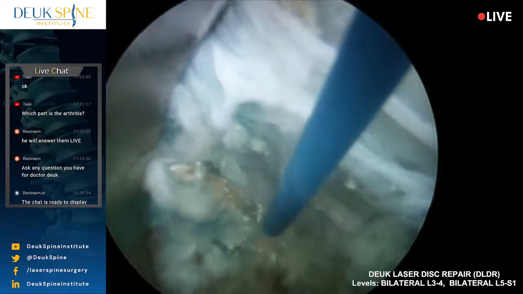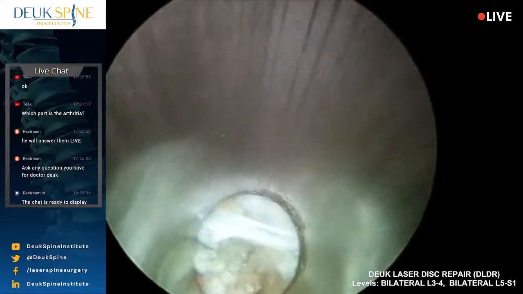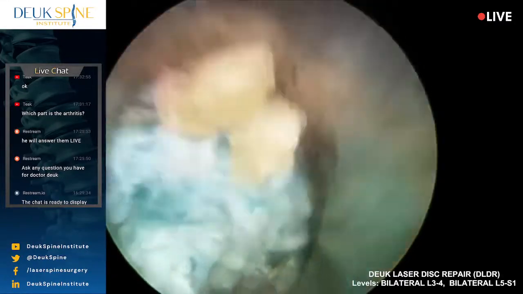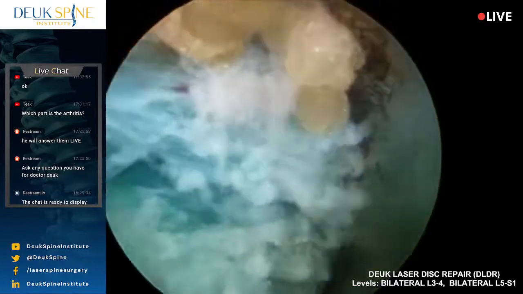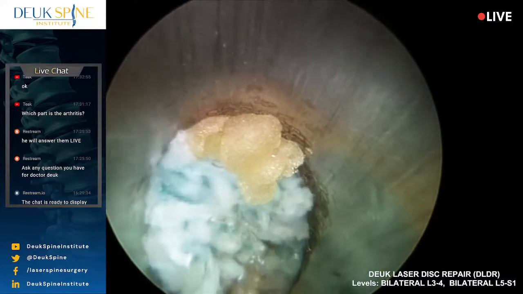Let's see if we can see a nerve root, okay? Hold that. Let's see if we can see a nerve root. Sometimes there's a nerve root, yeah, but it's covered in fat and other stuff right there. I want to make sure I get all this stuff off. Let's get that laser one more time.